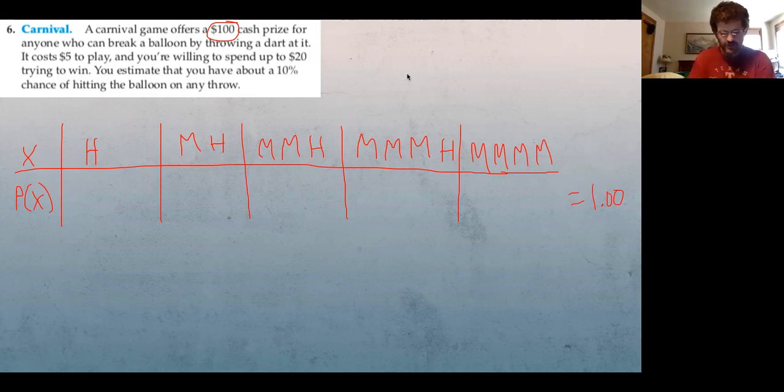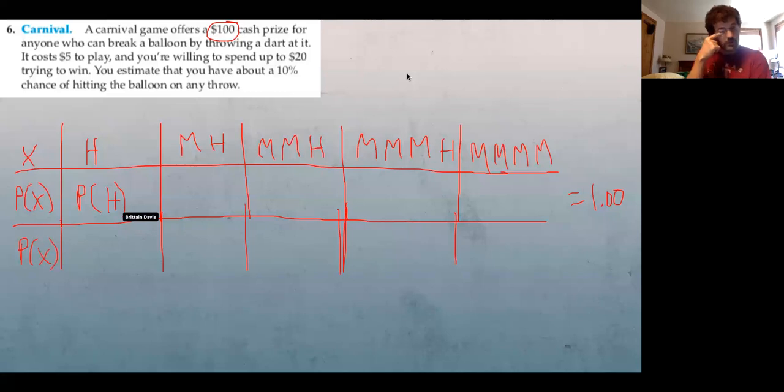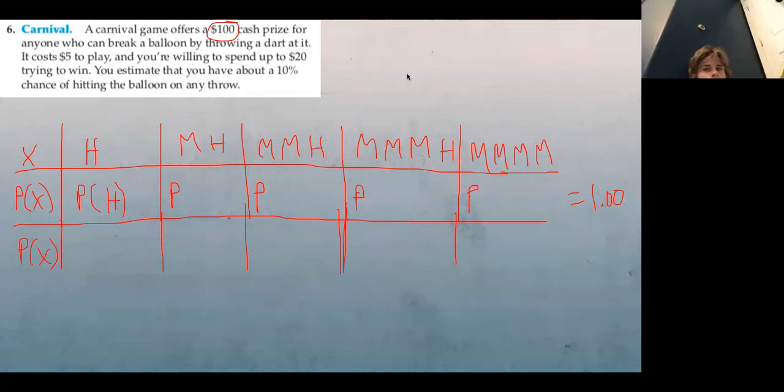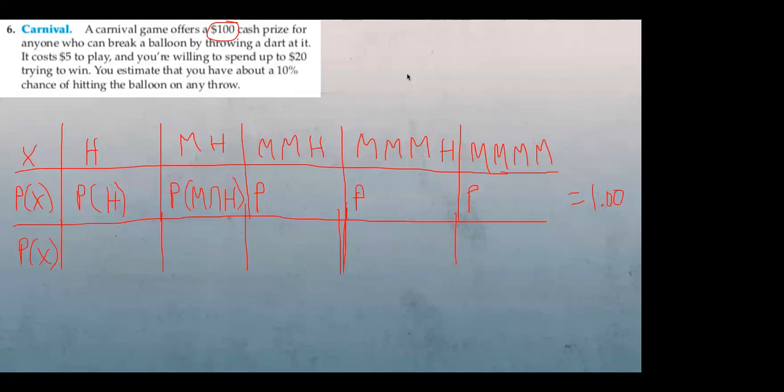So hitting it on the first time, we know it's 10%. All right, so this is a probability of, I'm going to add another row right here. It's going to be probability both times, but I'm just going to make it look a little neater. So this is going to be the probability of a hit. What's the next one a probability of? Probability of a miss and a hit. There you go. And the next one? Miss and hit. You got it.